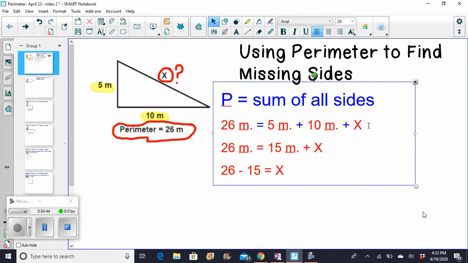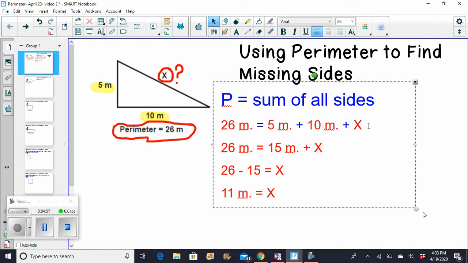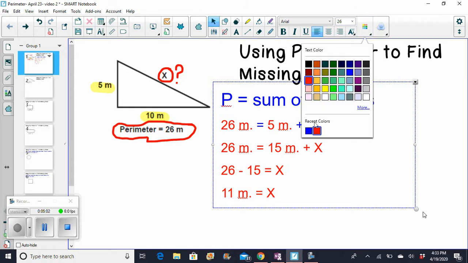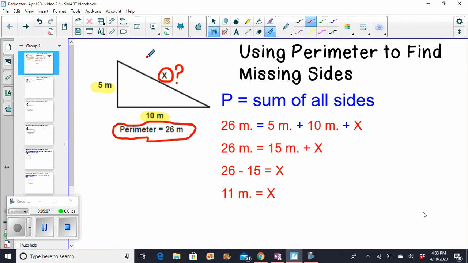Well, let's go ahead and find that. What is 26 minus 15? 26 minus 15 is, I hope you found 11. So 11 is X. Our missing measurement of that last side is 11 for X, right there. We use what we know to find what we don't know, okay? And we simply take our formula and we plug in the measurements that we know.